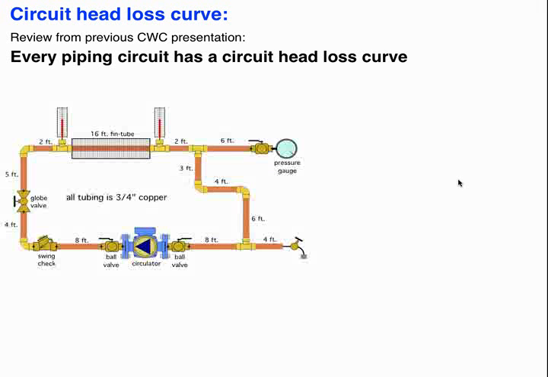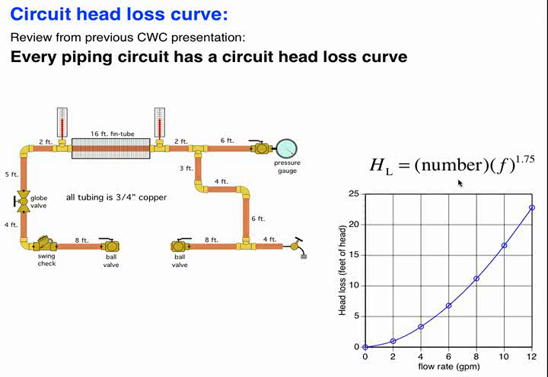So again, as a review, we take a look at this circuit. And let's take the circulator out of the picture now and just look at the pipe, the fittings, the valves that are present. We can analyze that using the methods we talked about back in the December Coffee with Caleffi presentation, and we can come up with a circuit head loss curve. Mathematically, it would look like this as a formula, and if we plot out a few points where we take flow rate and calculate head loss, the characteristic of the curve is it starts at zero head loss at zero flow rate down here, and it gets progressively steeper as we go to higher flow rates.